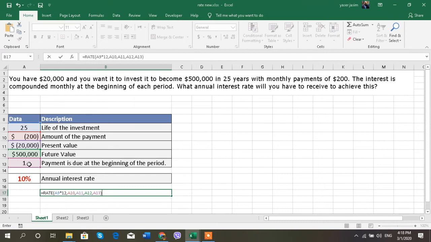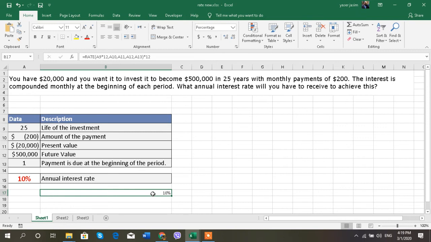Now, this is going to be calculated for only 1 month. To make it annual, because my rate is an annual interest rate, I need to multiply it by 12. This 12 is used in every rate function that you're going to calculate. So this one is mandatory. You must write this 12, but the other one is optional. Now just press enter. I can see that my annual interest rate is 10%.